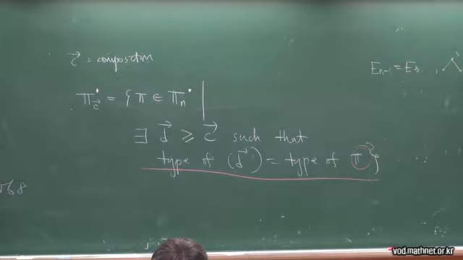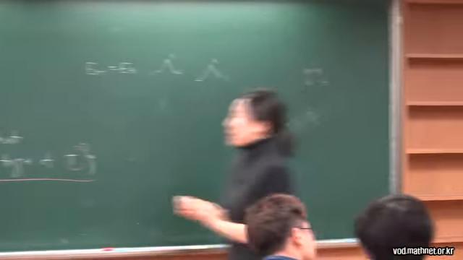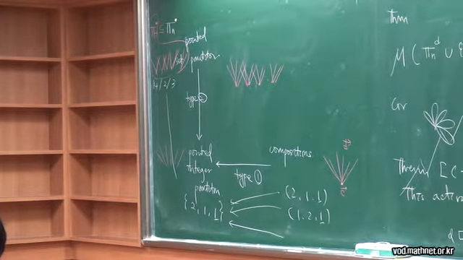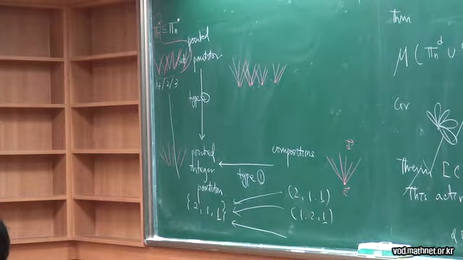But what is the type? The type of phi is an integer partition. Type 1, type 2, okay? So this is type 1 and this is type 2. You want these block sizes to be equal, and then you permute the block sizes and you want it to be bigger than C, right?